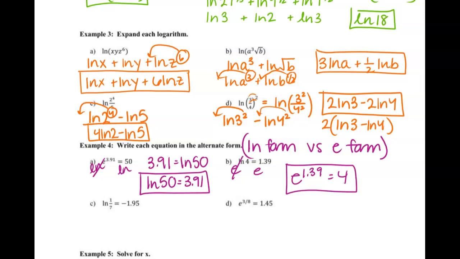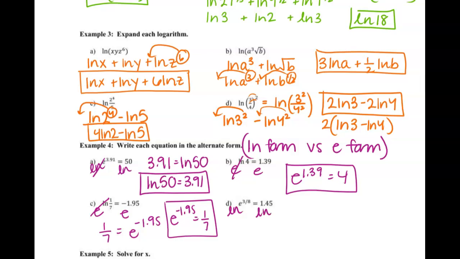Part C, e to get rid of the natural log. And then we'll end up with 1/7 equals e to the negative 1.95. We'll probably put the e's first, but it doesn't really matter. Okay? Again, these are all true statements here, true mathematical statements. I see an e, so I'll do a natural log to it and do it to both sides. I end up with natural log of 1.45, that's this right side, equals 3/8.